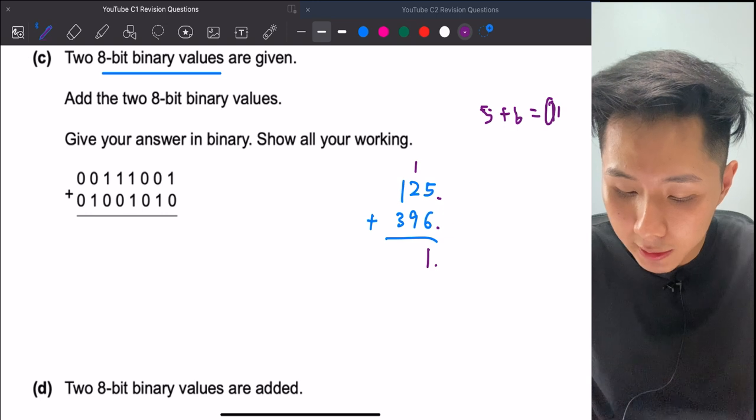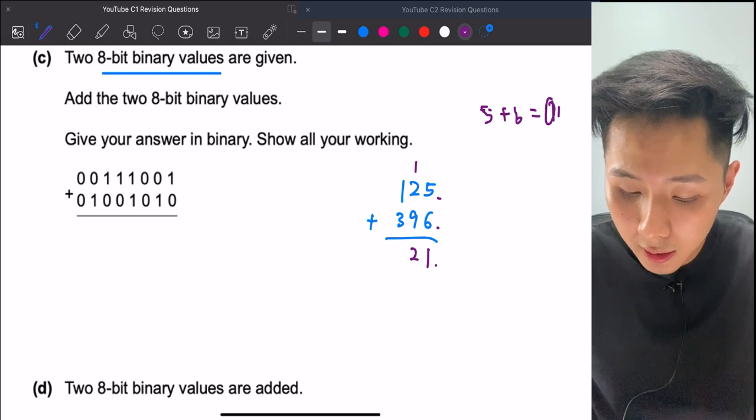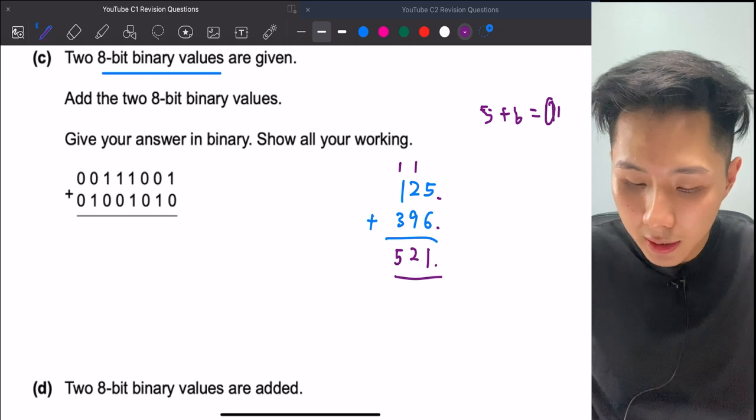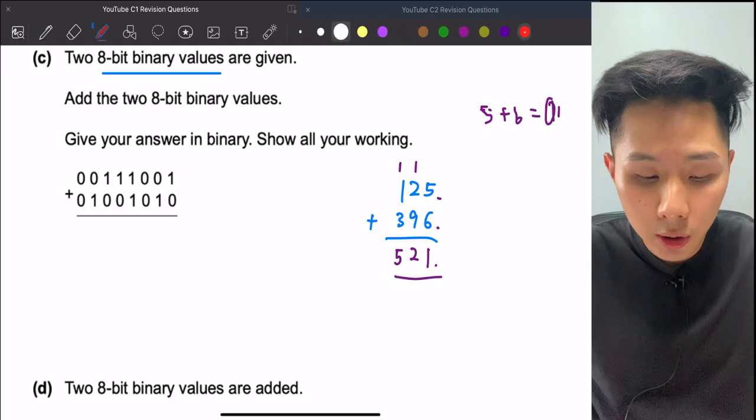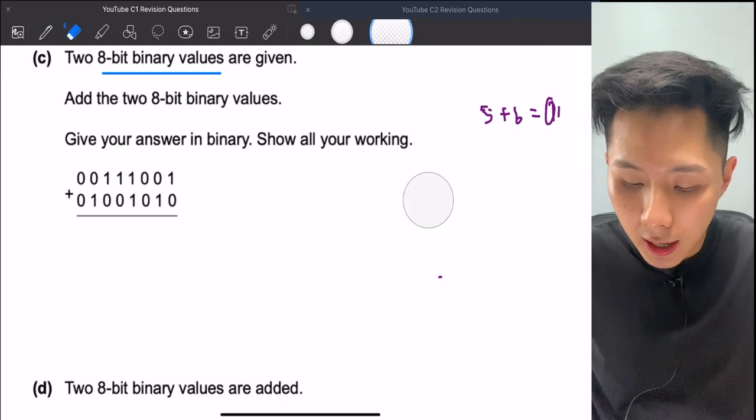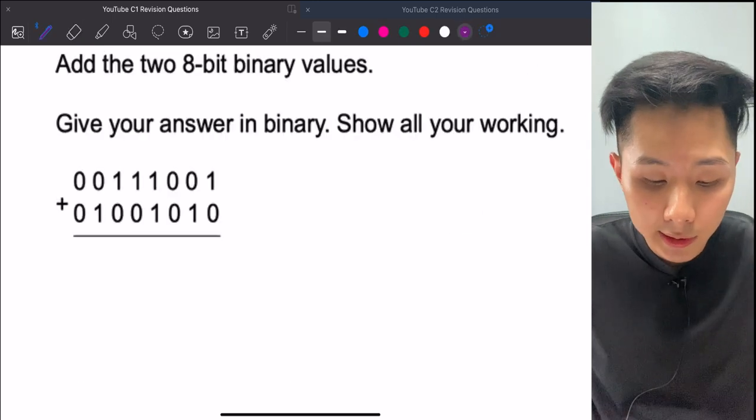1 plus 2 plus 9, I got 12, and I have 1 carry here. 1 plus 1 plus 5, we got 7. So this is how we do addition. And addition in binary is very simple too.